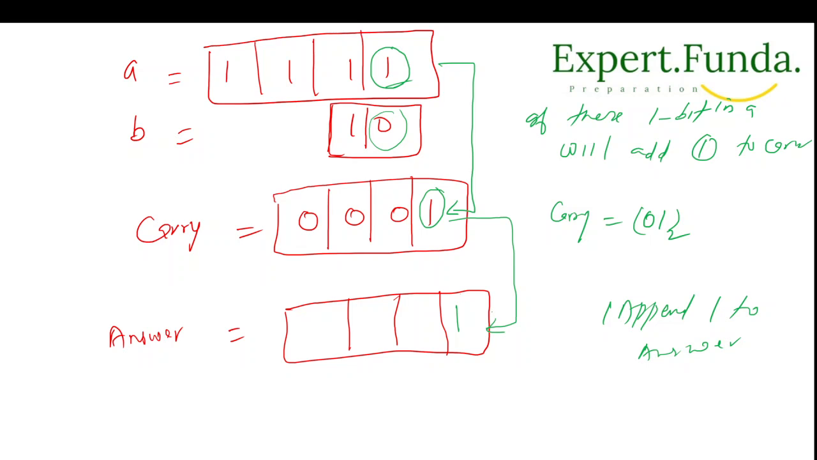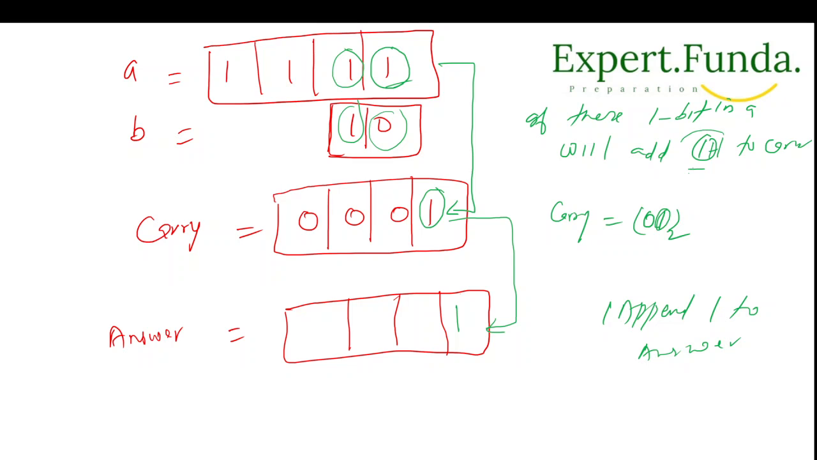Next time, 1 bit again we will get. There is 1 bit in A, and then we will see there is 1 bit in B. Then we will do 1 plus 1, and the carry will no longer be 0 1. It will become 0 0, right? Carry has now 0 0 like this, because we are adding 1 plus 1.